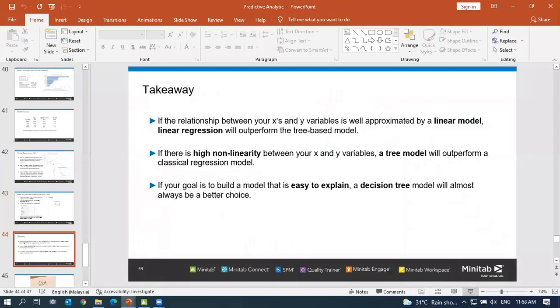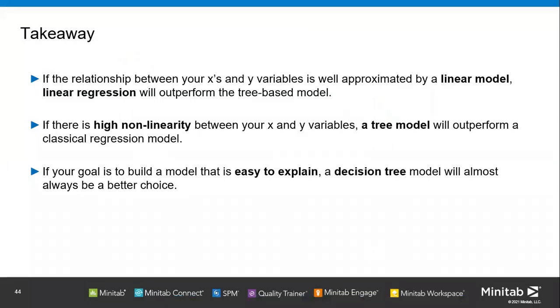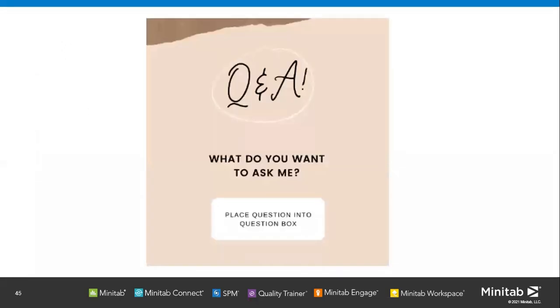So the takeaway: if the relationship between your x and y variable is well approximated by a linear model, you use linear regression. If let's say you have a high non-linearity, you can go for the Treenet. But if you're going to build a model that is easy to explain, a decision tree or tree model will almost always be a better choice. If you have any question, you can type into the chat box or question box.